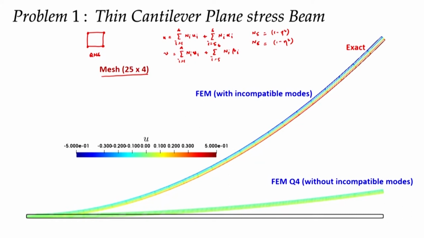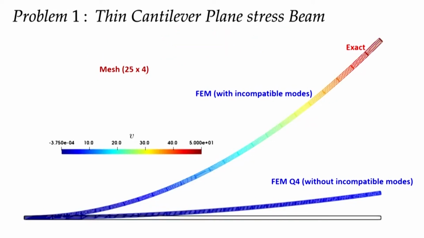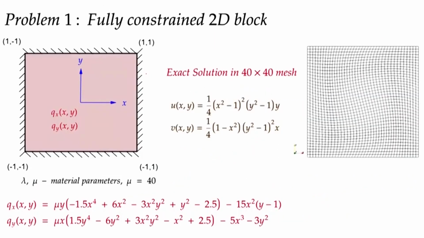Now we have also learned the B-bar method, which is to avoid volumetric locking. So I will show some examples of the B-bar method, because the B-bar method is essentially a strain projection method. So let us see some examples with the B-bar method.